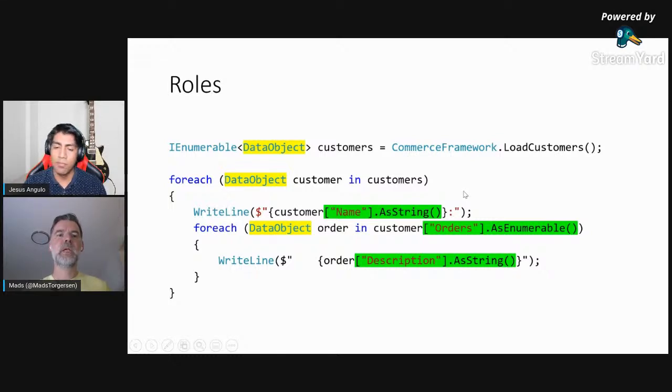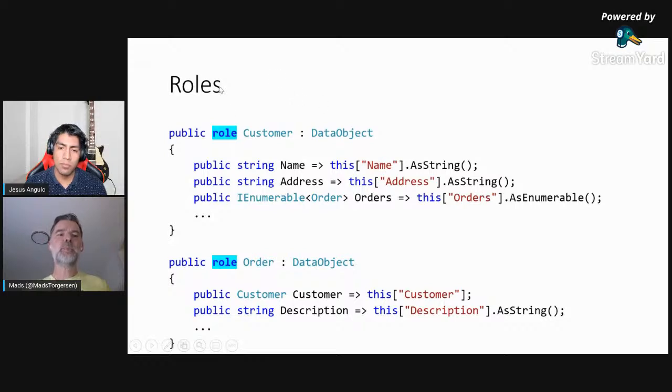So what if you could specify roles that are essentially like wrapper types, or they are like a special pair of glasses that you put on to look at the existing data objects with more type information?